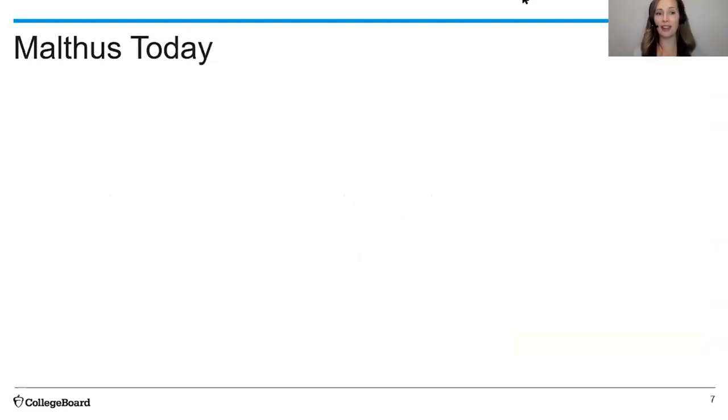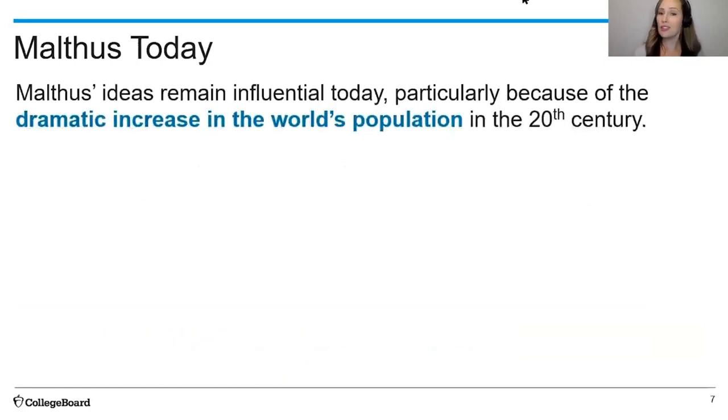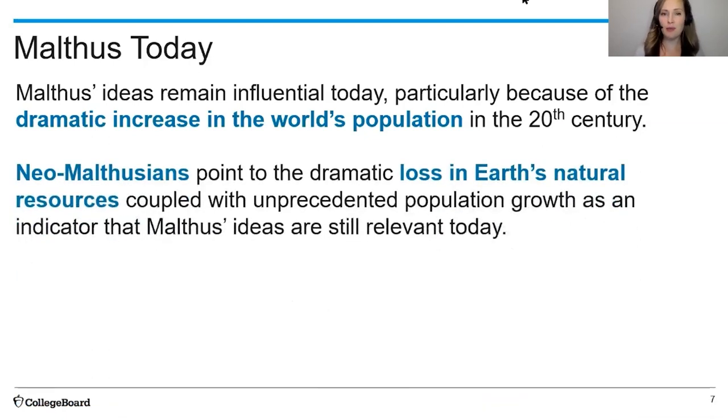However, we still talk about him because there are a lot of people who still see the validity in Malthus's ideas for our world today, particularly because of this incredibly dramatic increase in world population in the 20th century, exponential population growth. These people who still ascribe to Malthus's ideas are called neo-Malthusians, or sort of the new Malthusians. And they point to the dramatic loss in Earth's natural resources, coupled with unprecedented population growth, as an indicator that Malthus's ideas are still very relevant today, and that it is still possible for us to hit that crisis point if we are not able to produce more food or reduce our population growth.